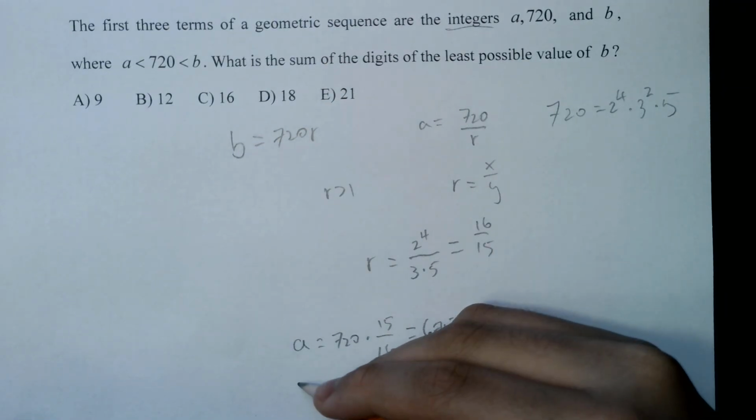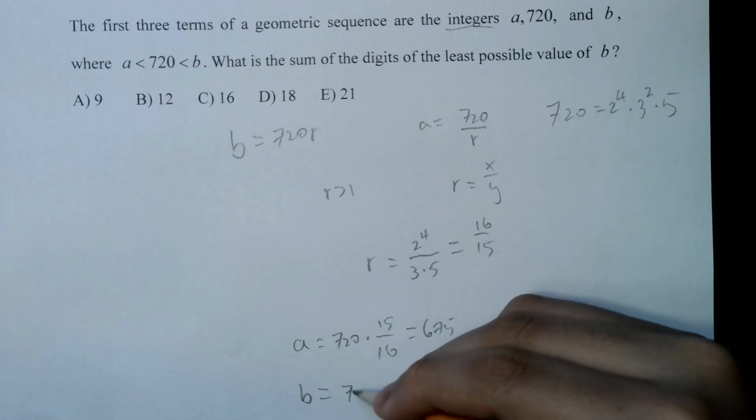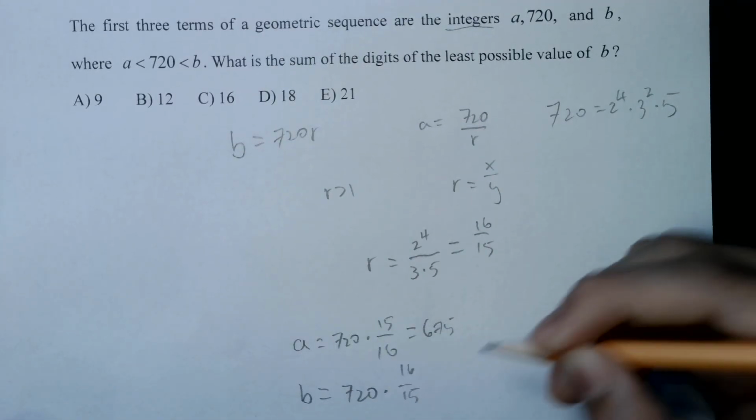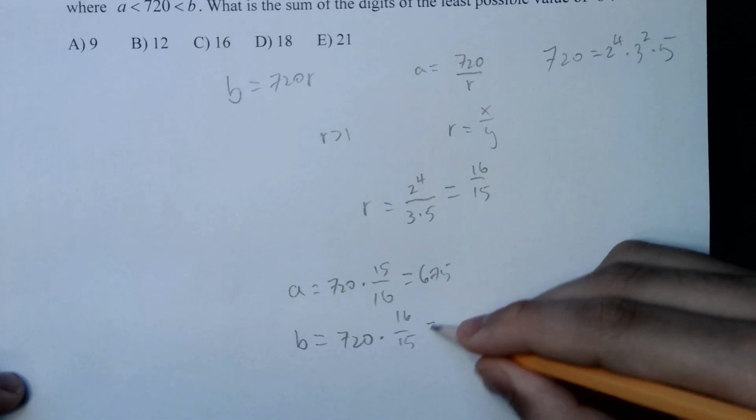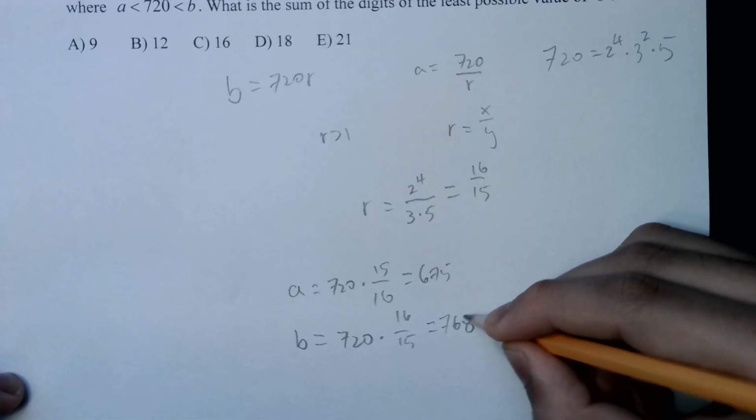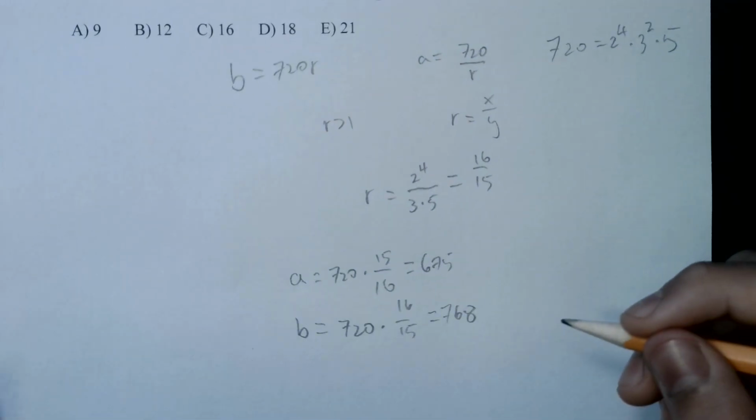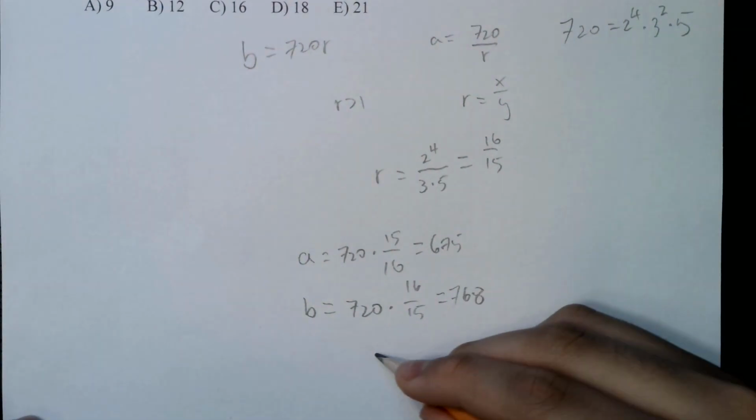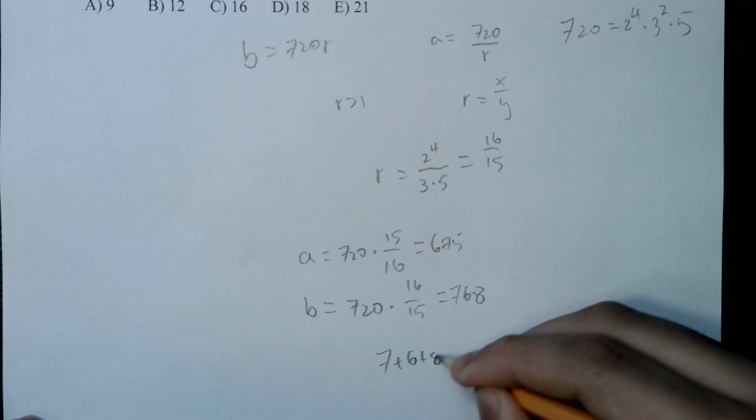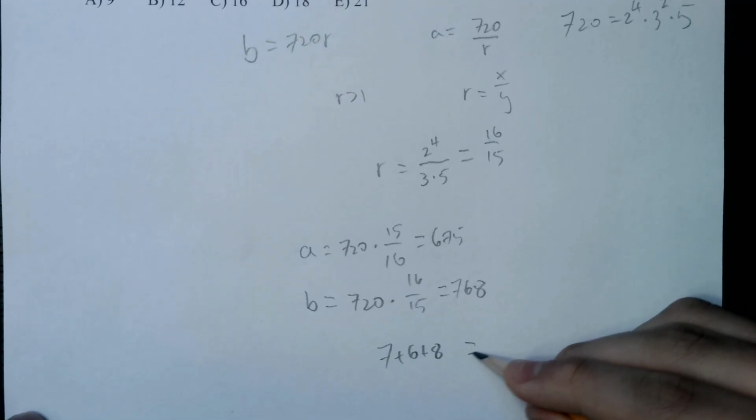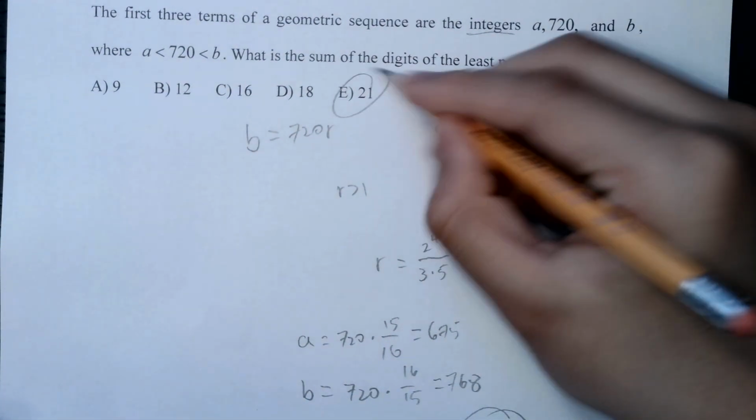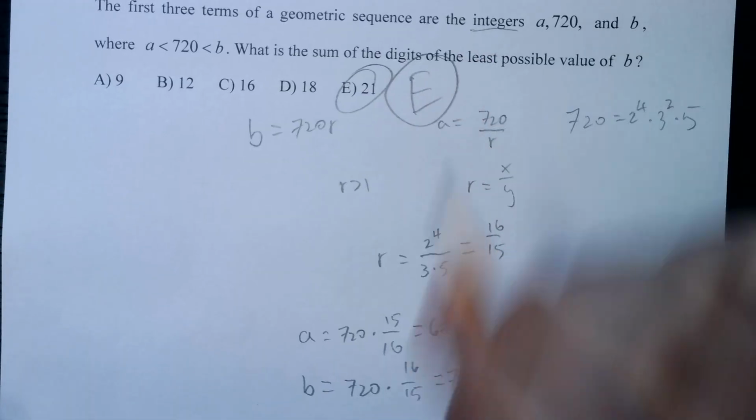And then we look at b, it's going to be the same thing, but flipped. So 720 times 16 over 15, which is going to be equal to 768. So this means that the answer to this problem should be the sum of the digits of b, or 7 plus 6 plus 8, which is going to be equal to 21. So the answer to this problem should be E, or 21.